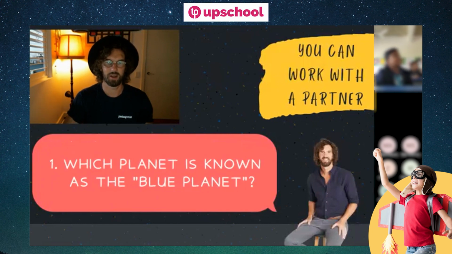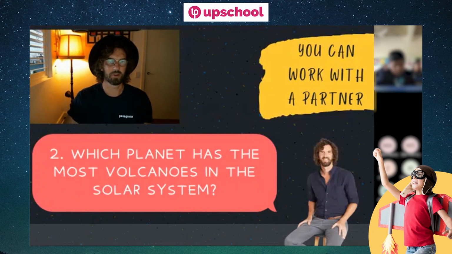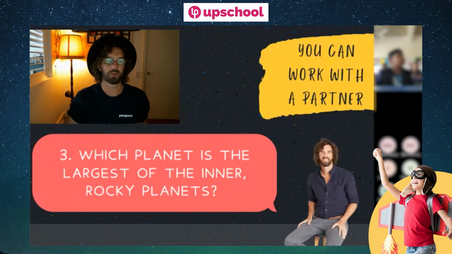Okay, here we go then. Which planet is named as the blue planet? This planet is planet Earth. Planet Earth, guys, is the blue planet. Question number 2, which planet has the most volcanoes in the solar system? This is Mars, everybody. Wonderful. Question number 3, which planet is the largest of the inner planets? This is Earth again. Earth is the largest.